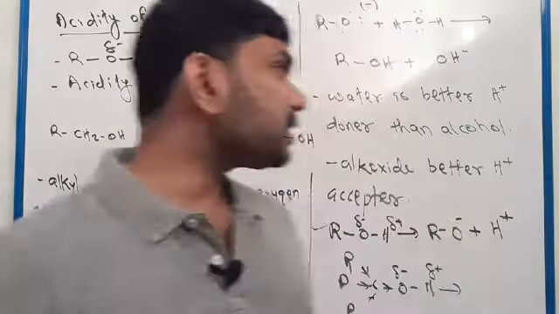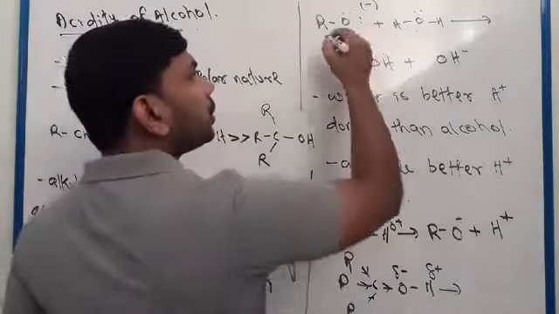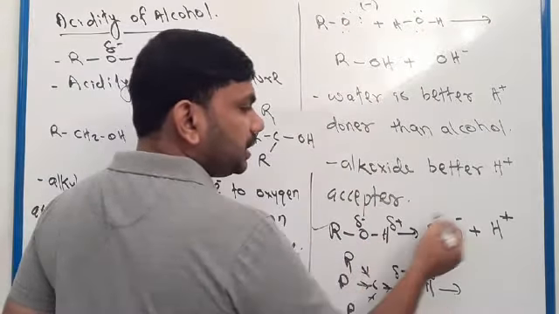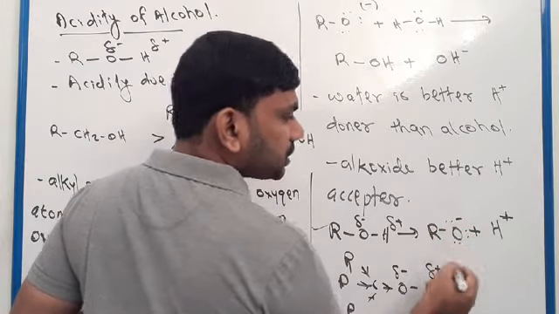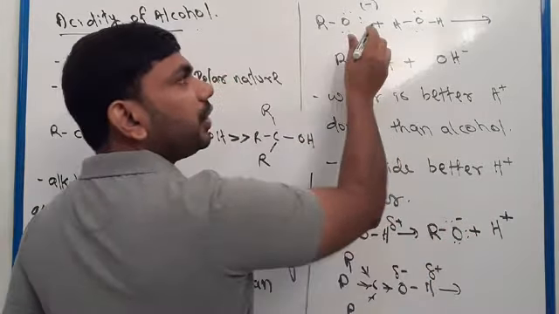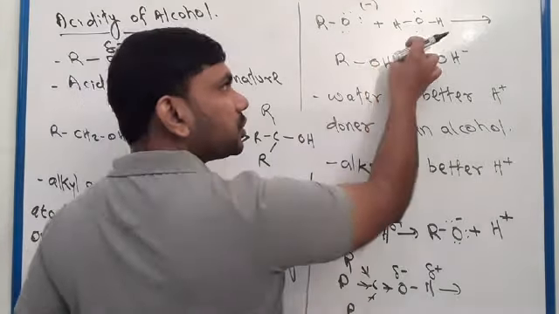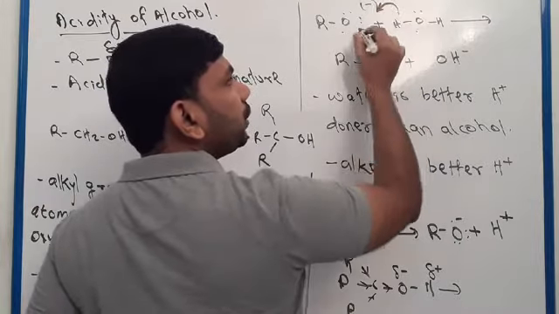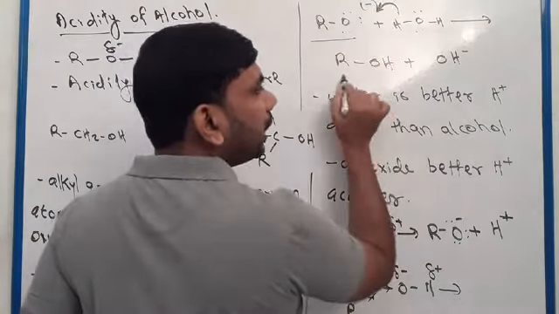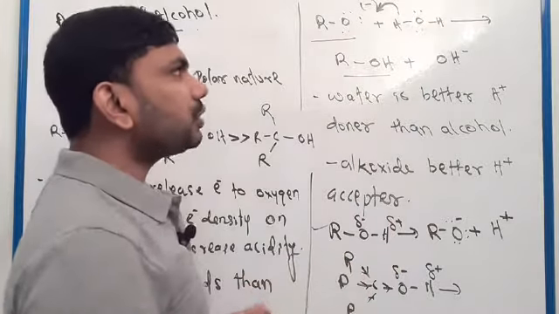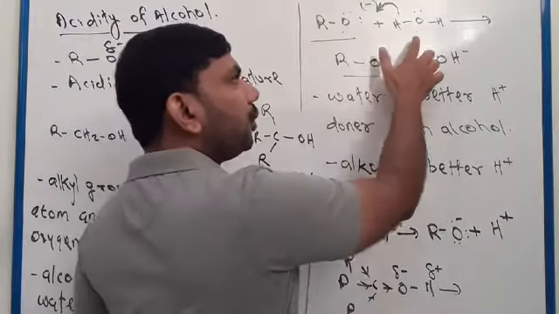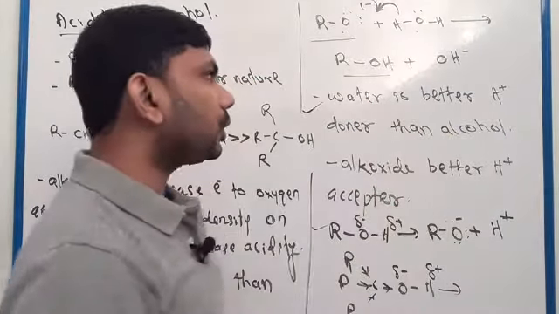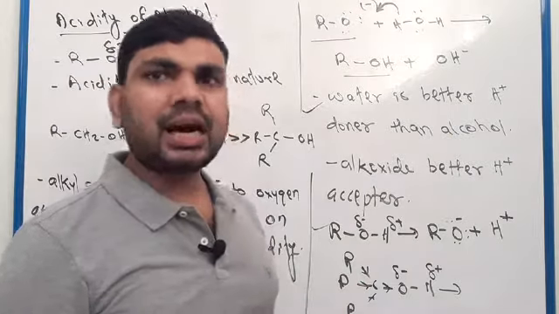Clear? Next one, when we consider alcohol, I told you alcohol after releasing H+ forms alkoxide. When we treat the same alkoxide with water, it will change. Water will donate one H+ ion, then alkoxide will change to alcohol. So when you consider alcohol and water, water is better acidic than alcohol. Water is more acidic than alcohol.